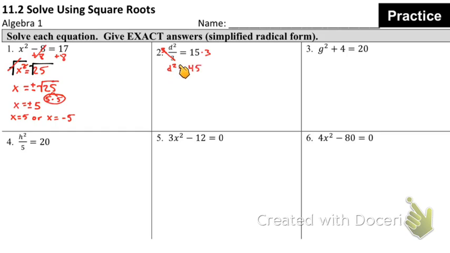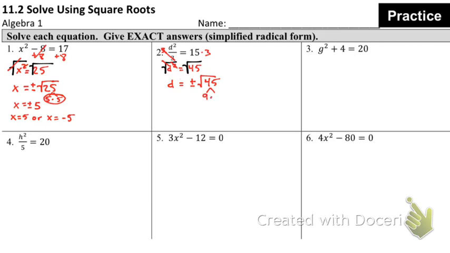Now that our variable is all by itself to the power of 2, we're going to square root both sides. So let's go ahead and do that here. What you do to one side, do to the other. The square root and the power of 2 cancel each other out. And we're left with d equals plus or minus the square root of 45. Now let's break this down. Again, do not throw this in the calculator. We want simplified radical form.